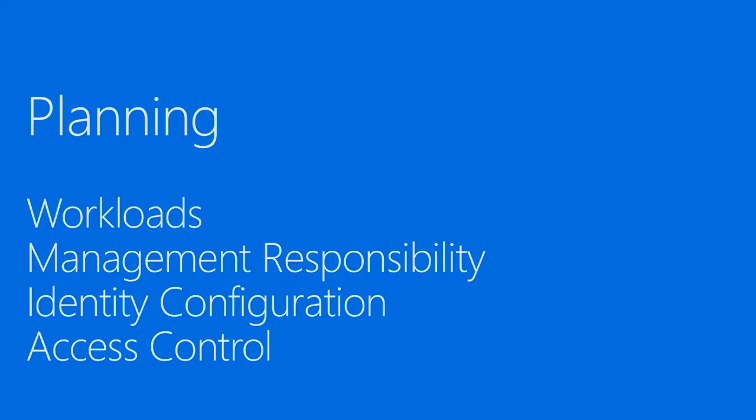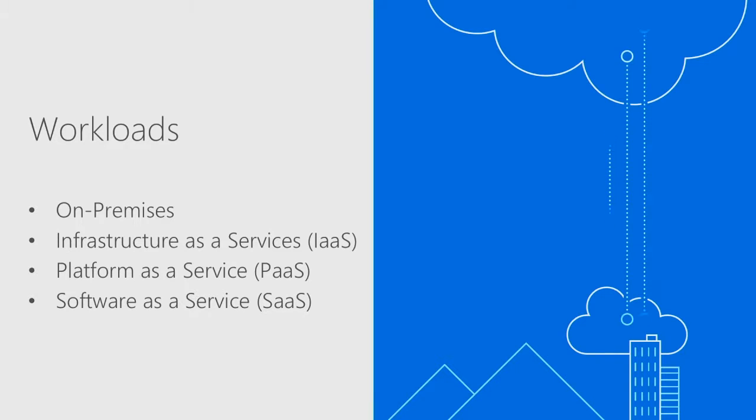So let's move into the planning phase. We can look at workloads, the management responsibility, the identity configuration, and access control. I'll briefly go through these as we move through. Not really telling anyone anything new, but for the workloads we have in place, you have on-premise workloads, and you can have hybrid things where you're integrating a system with cloud and on-premise. That's totally something you can do, and it's something you want to take into account.